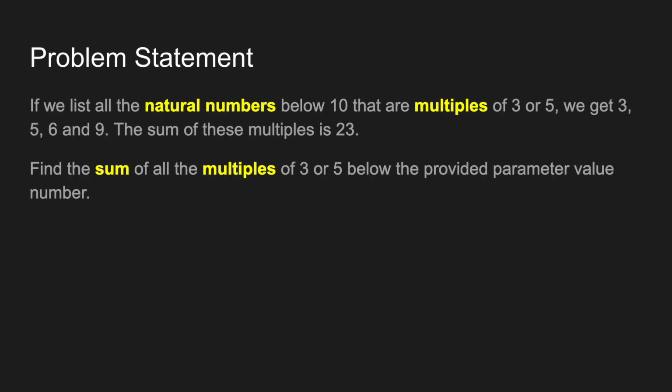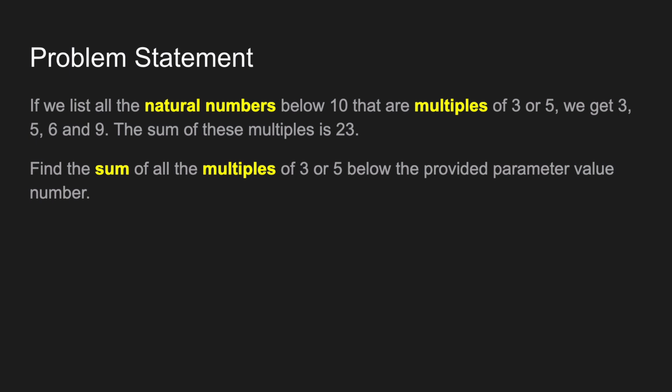If we list all the natural numbers below 10 that are multiples of 3 or 5, we get 3, 5, 6, and 9. The sum of these multiples is 23. So the problem is, find the sum of all the multiples of 3 or 5 below the provided parameter value number.